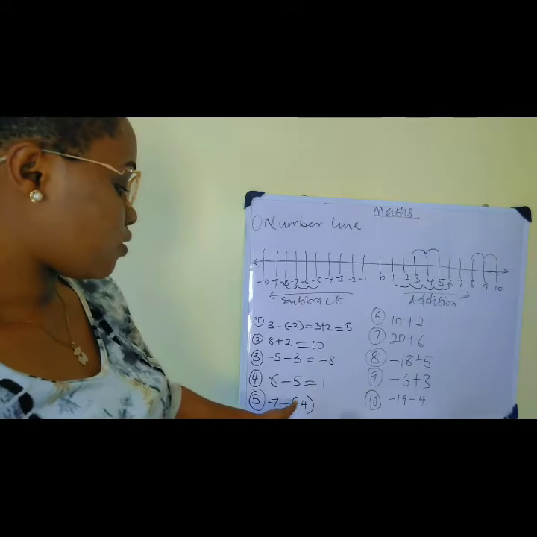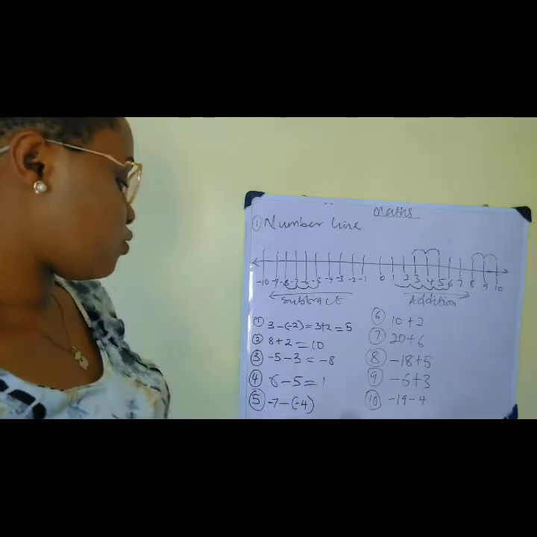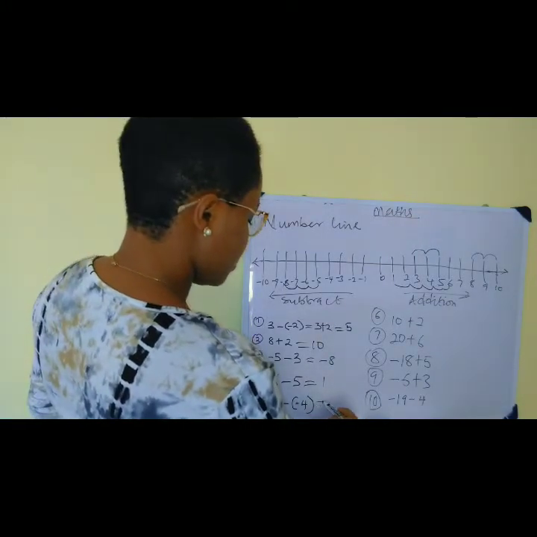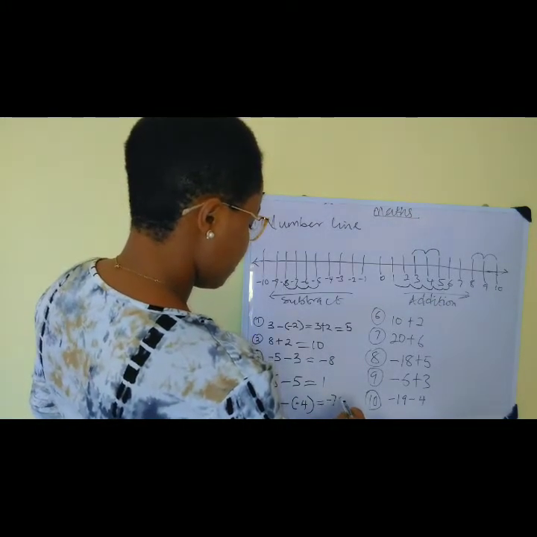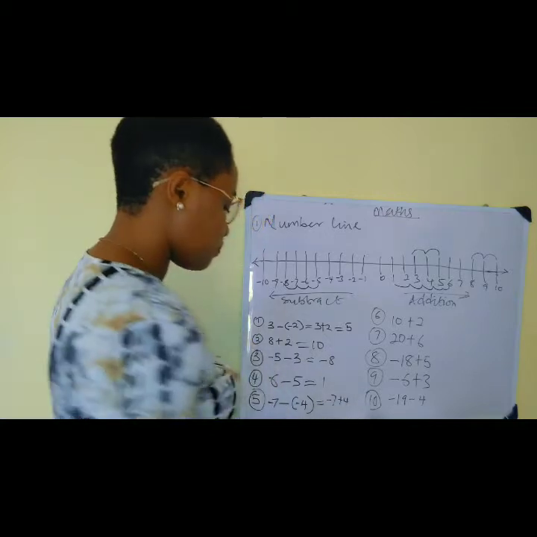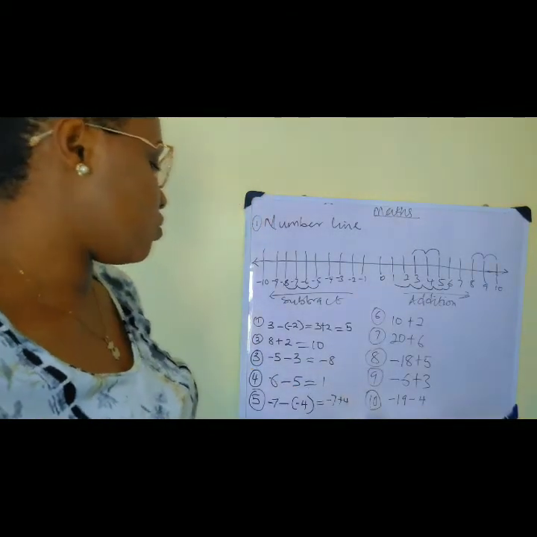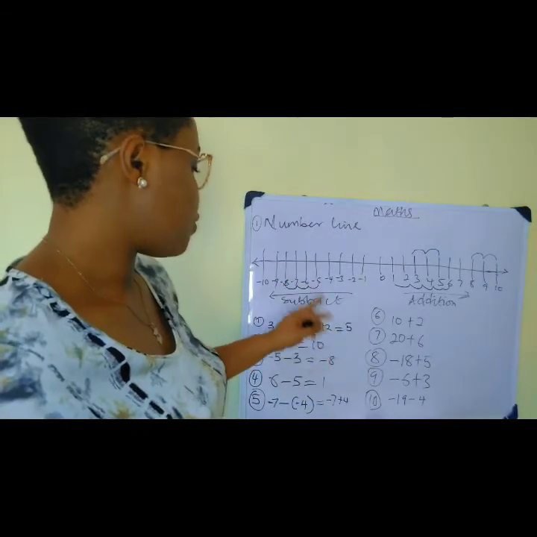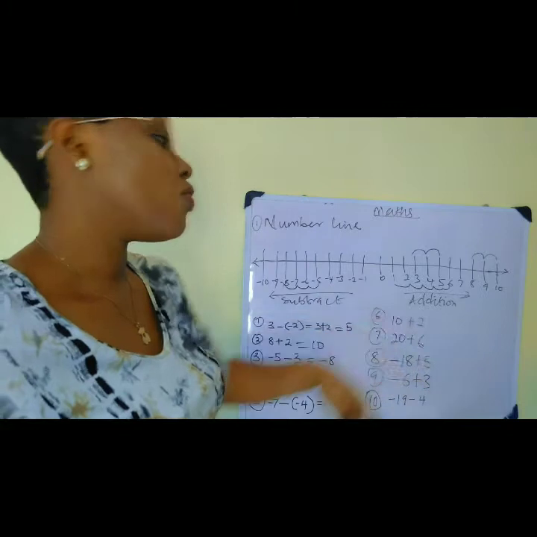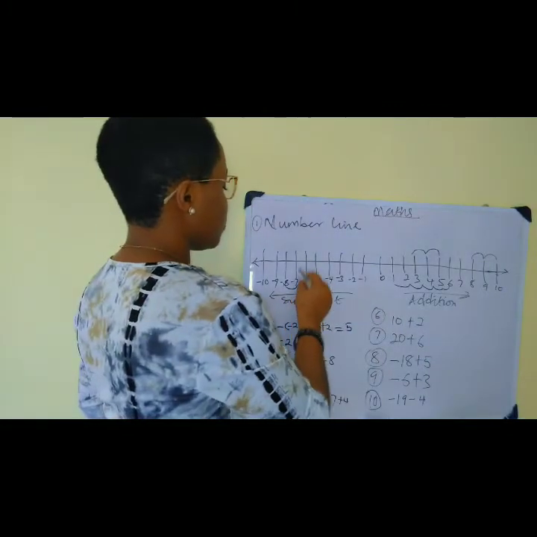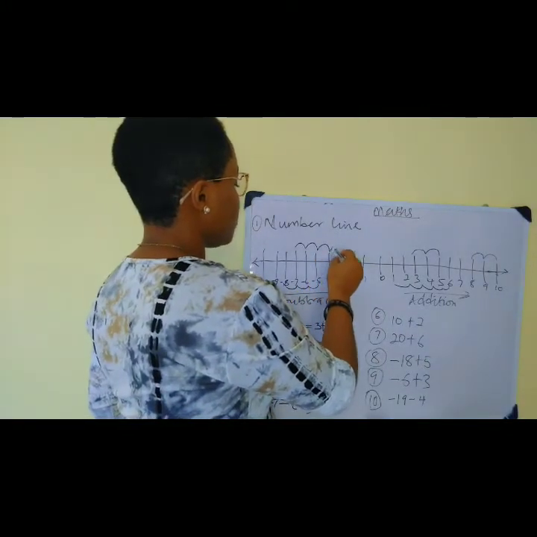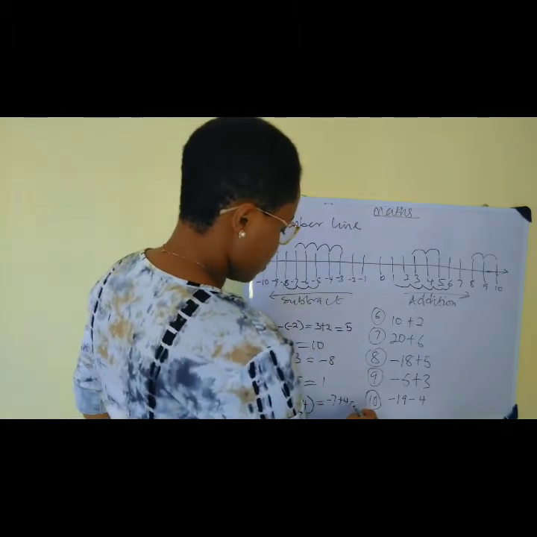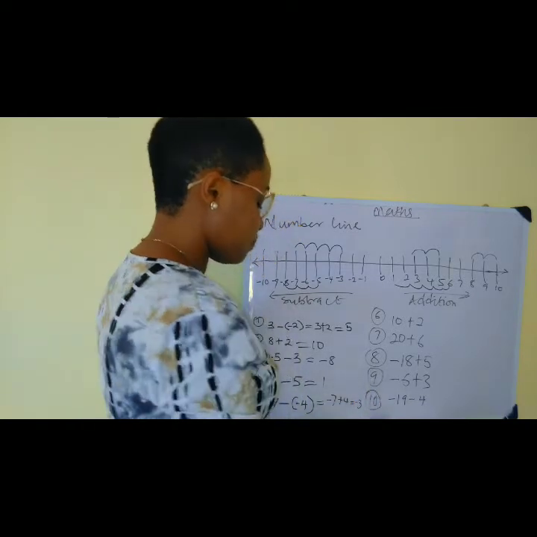And the fifth one is negative 7 minus negative 4. Now this is two signs. Let's neutralize it first. Negative times negative will give us a positive. So this question is negative 7 plus 4. So we have our clear action here now. Addition will go right. Negative 7 plus 4. 1, 2, 3, 4. That will give us a negative 3. So this is equal to a negative 3.